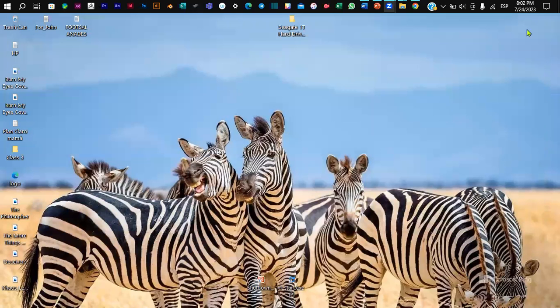Okay, guys, do you see the zebras? Do you see the zebras on my screen? Yes, okay, check them. They're very smiling for the picture. I don't know who took the picture, but it's great. It's a nice picture, the smiling zebras.